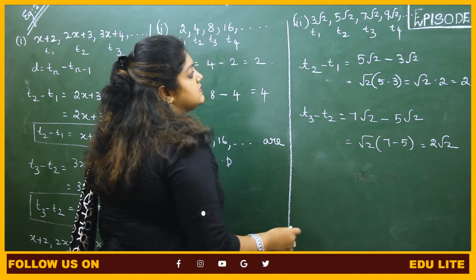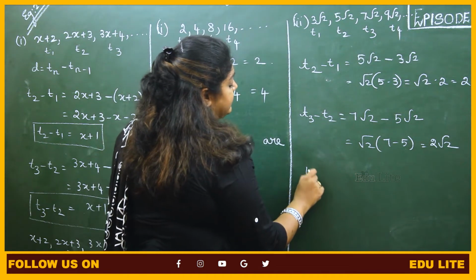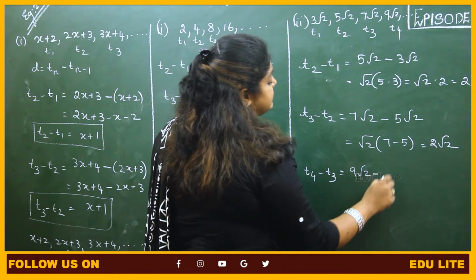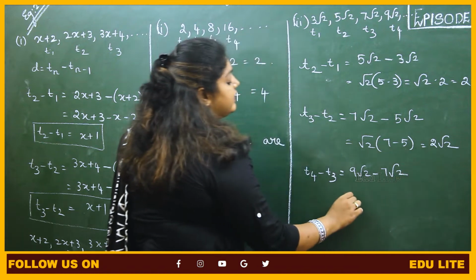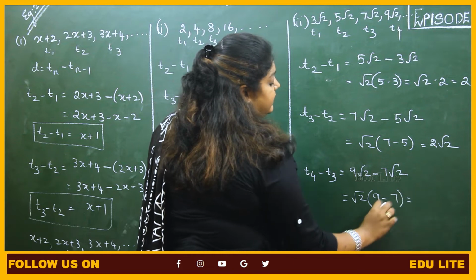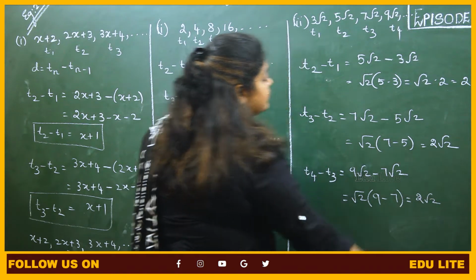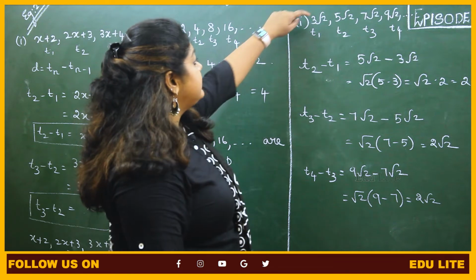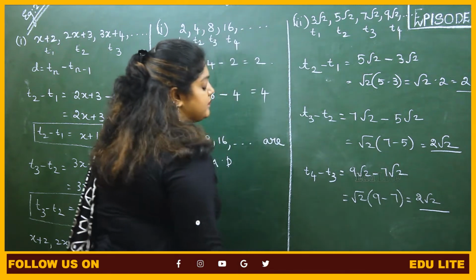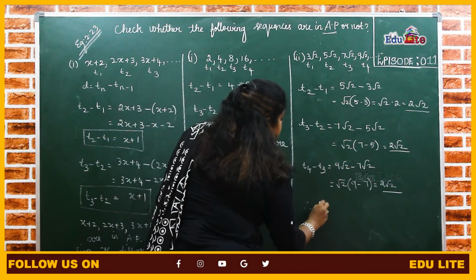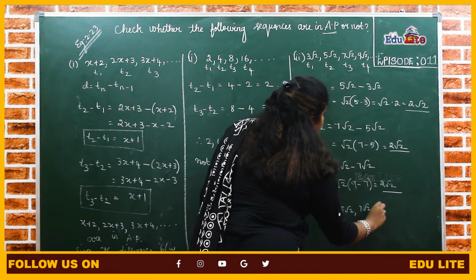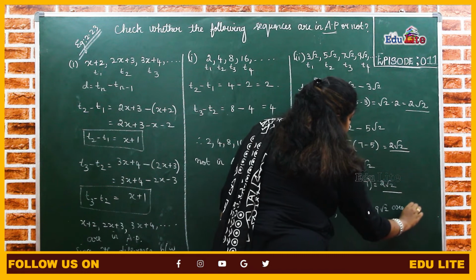We will move on to the next portion. T4 minus T3. T4 value is 9 root 2 minus T3 value is 7 root 2. Again we will take root 2 in common. We will get 9 minus 7, which is 2 into root 2. If you see in this problem, the difference between any two consecutive numbers is the same, that is 2 root 2. Therefore, the given sequence 3 root 2, 5 root 2, 7 root 2, 9 root 2 are in AP.